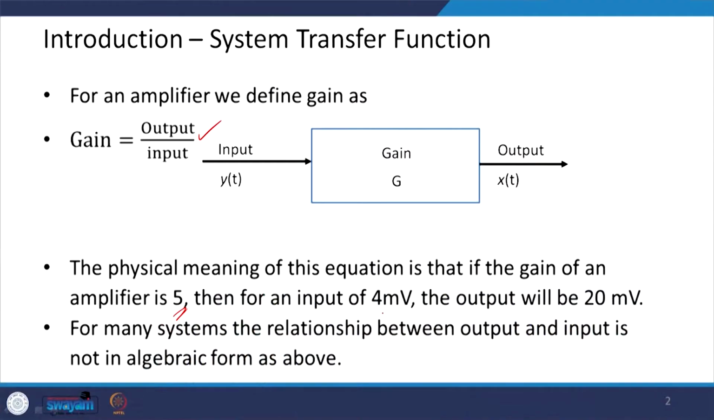So, let us look at the system transfer function first of all. Suppose I have got an amplifier. For that amplifier, I can define a gain as simply output by input. So, what does this actually mean? Suppose you have an amplifier with a gain of say 5, then it means that for a given input of say 4 millivolt, the output which you are going to get will be 20 millivolt.